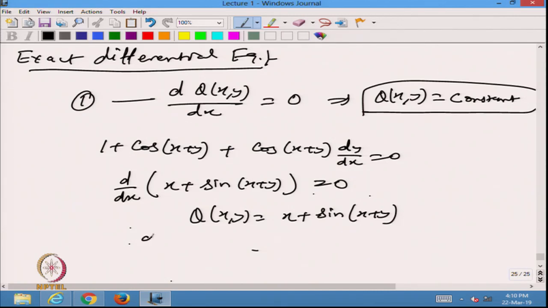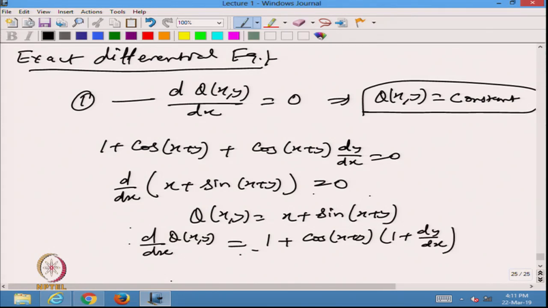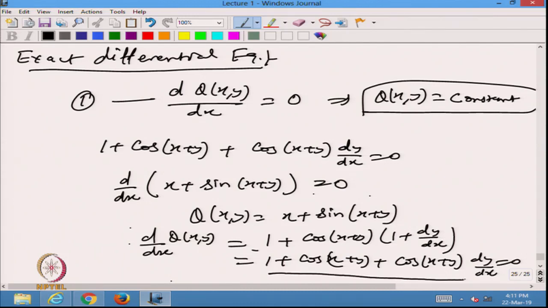Now, if I take the derivative of Q(x, y), this becomes 1 plus cos(x plus y) times (1 plus dy/dx). That will be my derivative, and this can be written as 1 plus cos(x plus y), and I am multiplying this out, plus cos(x plus y) dy/dx, and that is equal to 0. So if you see this, it becomes the same as the differential equation.